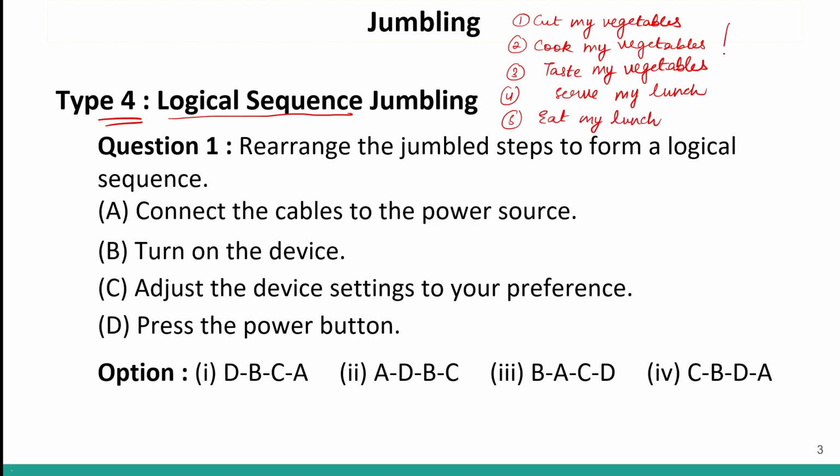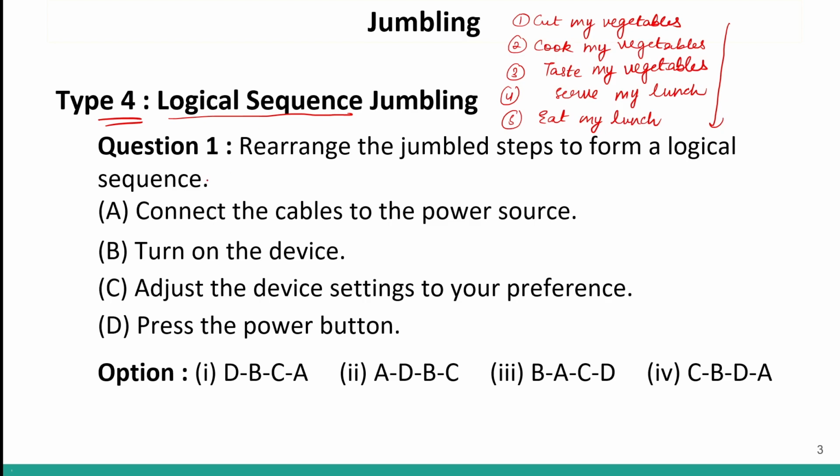right? So this is the logical order. We cannot deviate from this order. If I taste my vegetables first and then cut it, will it make any sense? No, because I am tasting the final product, and the final product I'll get only after cooking. Can I cook my vegetables first and cut them later? No. Can I serve my vegetables later and eat it first? Does not make any sense. So this is the logical sequence and we cannot change this sequence.